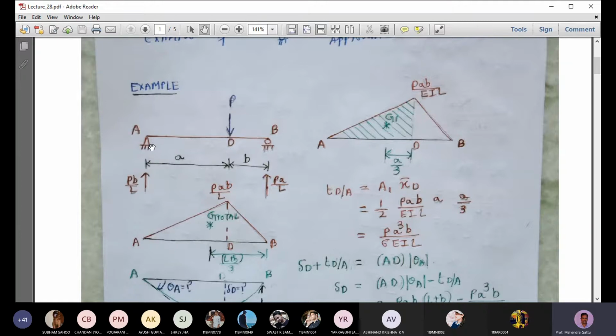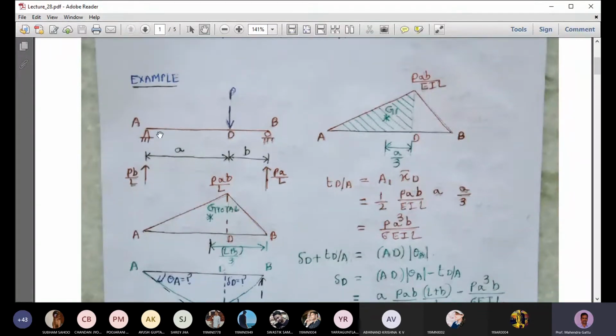To find the reaction at A, we can take moment equilibrium at point B. So P times b will be the anti-clockwise moment, which will be balanced by RA times L. So RA will be Pb by L. Similarly, we can take moment equilibrium at point A and get the reaction at B, which is Pa by L.